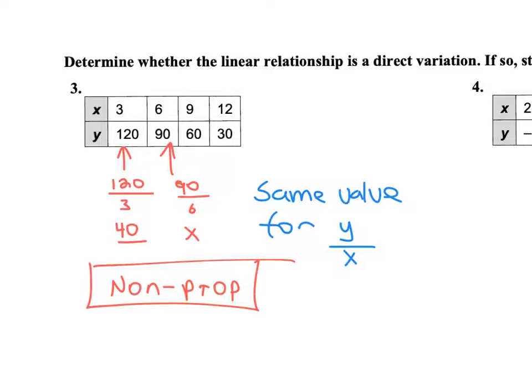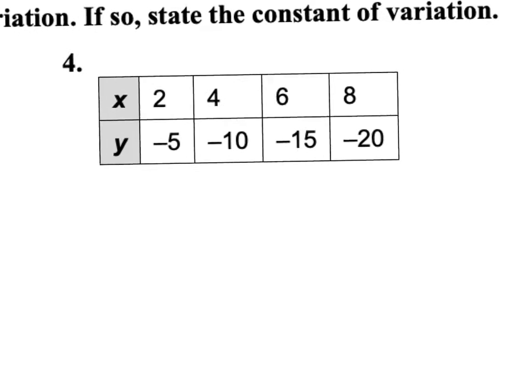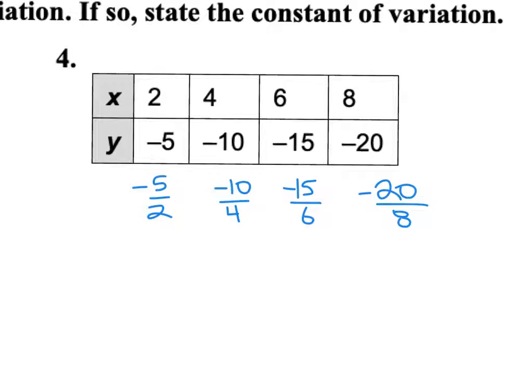Okay, let's try one more. So I'm going to check if this relationship is proportional. I'm going to divide all my y values by my x values and check to make sure that I get the same reduced fraction or the same number. So here I have negative 5 divided by 2, negative 10 divided by 4, negative 15 divided by 6, and negative 20 divided by 8. Negative 5 over 2 is simplified as much as possible. Negative 10 over 4 simplifies to negative 5 over 2 because I can divide 10 and 4 by 2 over 2.